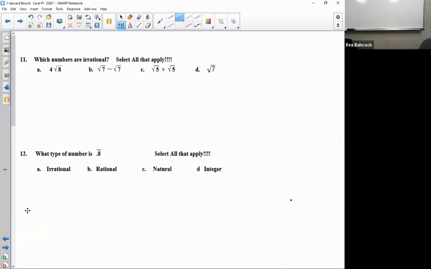Here we go. You ready? 4 square root of 8. Irrational? Yes, it is. Square root of 7 minus square root of 7 is 0. No. Square root of 5 plus square root of 5, 2 square root of 5. Is that irrational? Yes, it is. Square root of 7? Yes, it is. So on that one, you had 3, and it did say select all that apply. The only rational one was B.